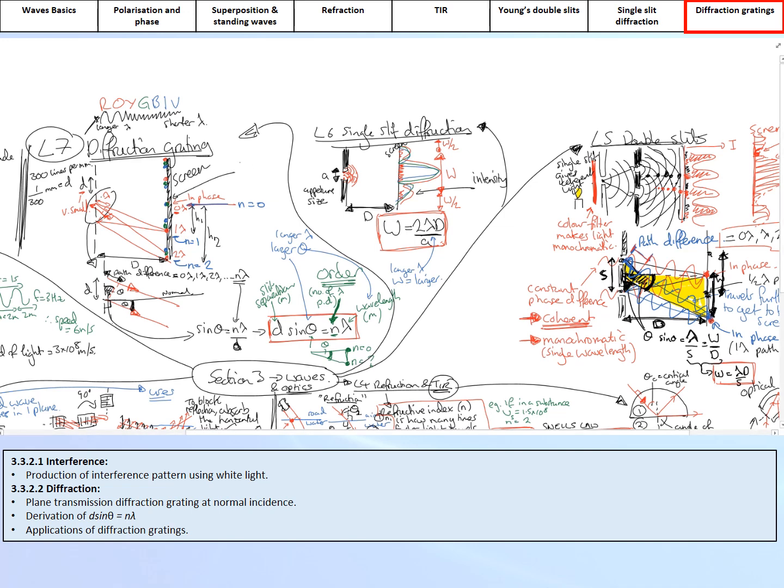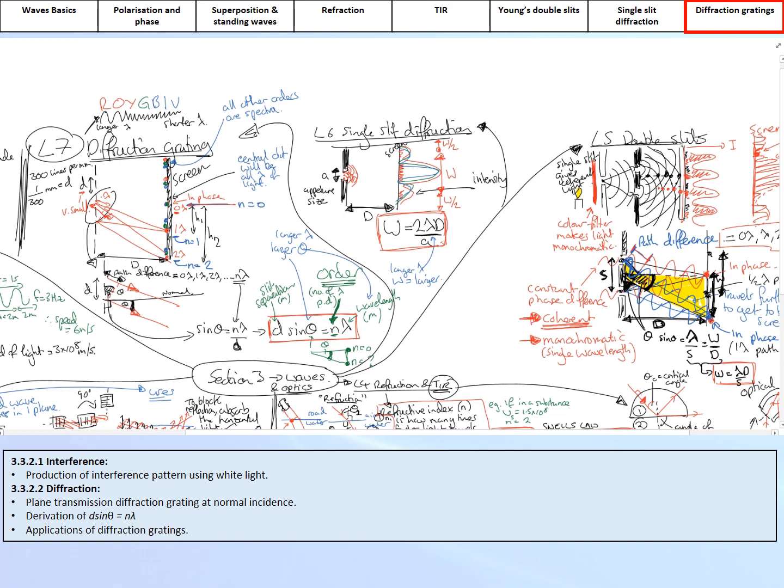So the central dot will be a combination of all wavelengths of the light. So in the case of white light, it will look white. If you just shine red, obviously it will look red. But for everything else, all other orders are spectra, or rainbows if you will, but don't use the word rainbow.